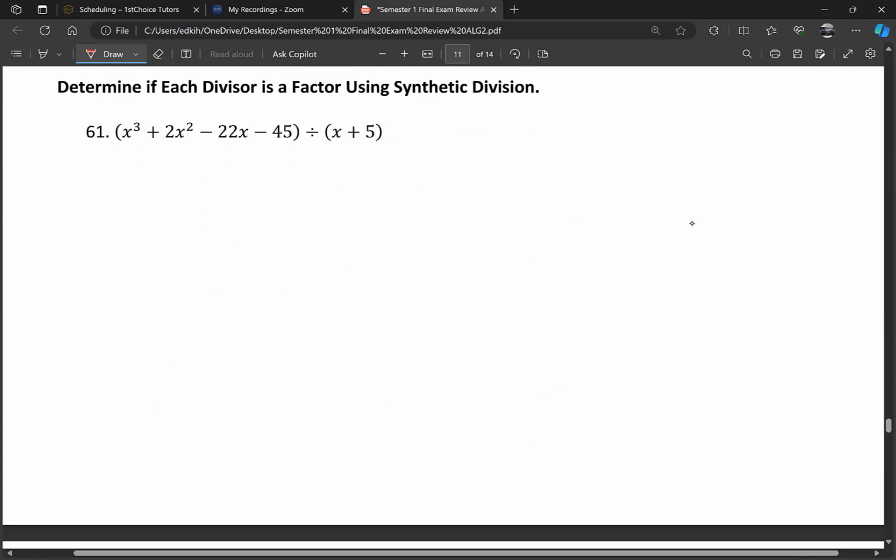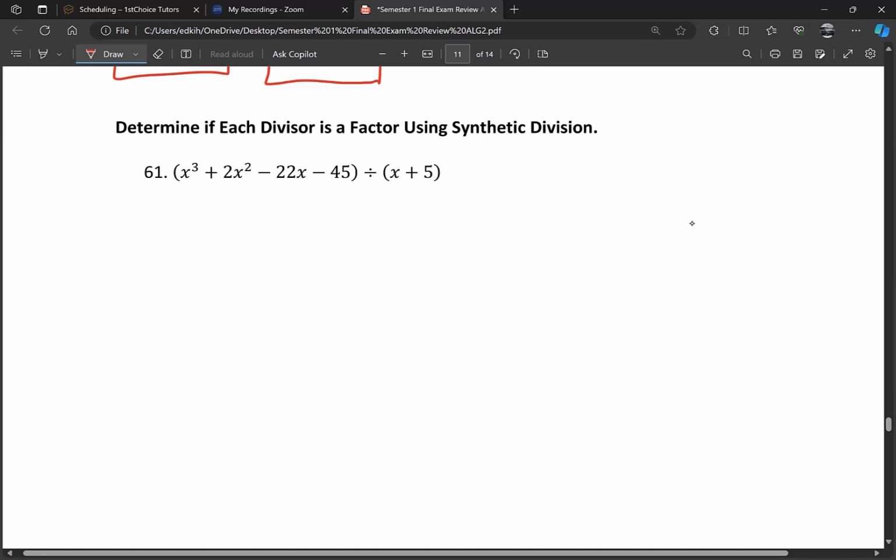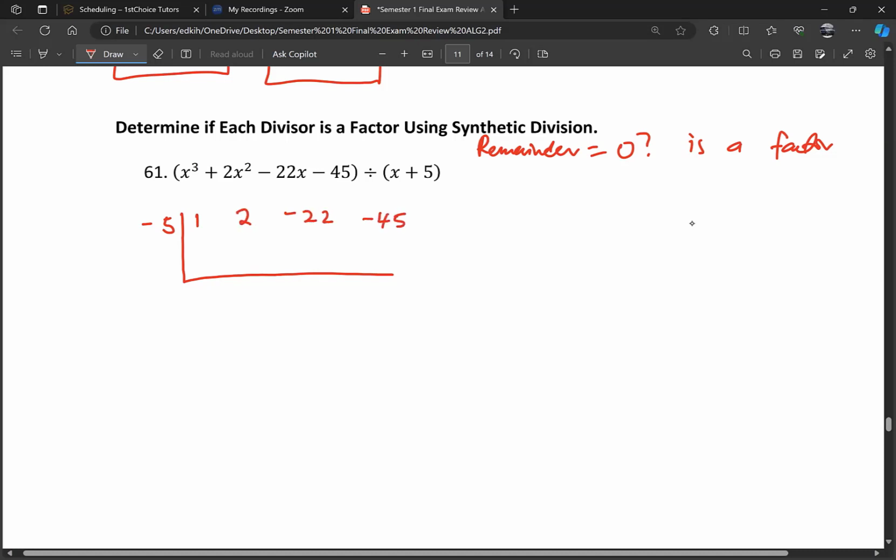Okay. Now here we are determining if each divisor is a factor using synthetic division. Here's how you know that something is a factor. If your remainder equals 0, then you know that that divisor is a factor. So let's set this up, synthetic division. Once again, remember, you got to solve for it. So it'll be -5. The coefficients are 1, 2, -22, -45. Always drop the first number down. So it goes down here.